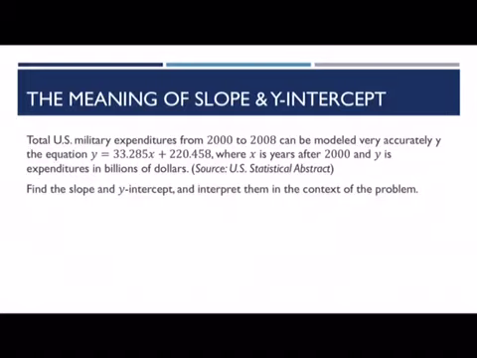Total U.S. military expenditures from 2000 to 2008 can be modeled very accurately by the equation y equals 33.285x plus 220.458, where x is years after 2000 and y is expenditures in billions of dollars. So first, find the slope and the y-intercept. Okay, so this equation is definitely in slope-intercept form. So I can pick out the m as the number in front of x.